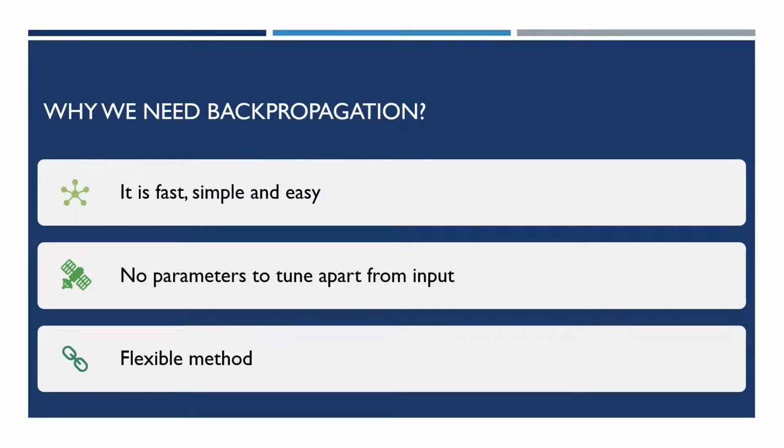Why do we need backpropagation? Most prominent advantages of backpropagation are: Backpropagation is fast, simple, and easy to program. It has no parameters to tune apart from the number of inputs. It is a flexible method as it does not require prior knowledge about the network. It is a standard method that generally works well. It does not need any special mention of the features of the function to be learned.